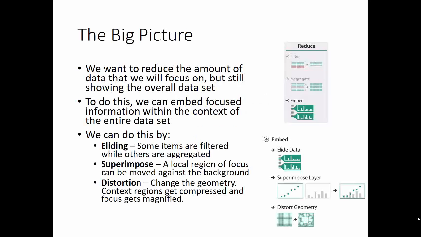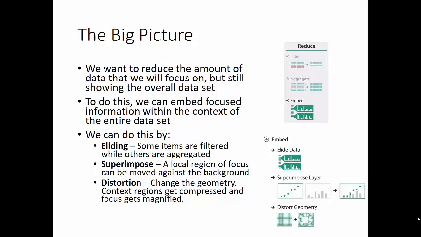We want to reduce the amount of data we'll focus on, but we still want to see the overall data set. So to do this, we can embed focused information within the context of the entire data set. There are three ways to do this. Eliding: some items are filtered while others are aggregated. Superimpose: a local region of focus can be moved against the background. Or distortion: change the geometry, and context regions get compressed and the focus gets magnified.